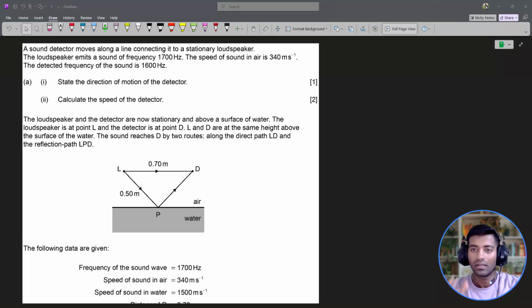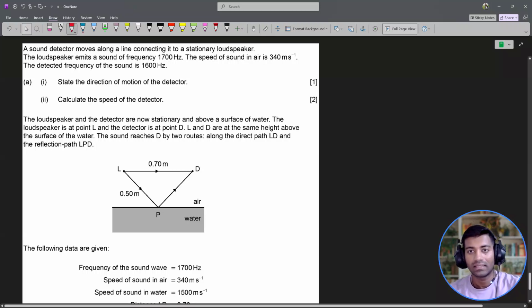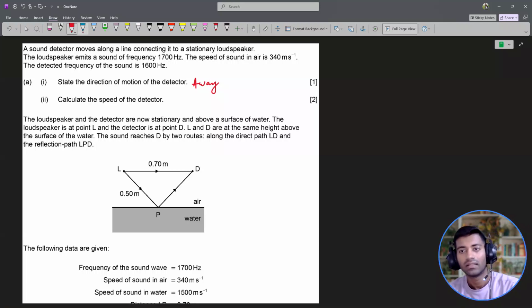Now, you can clearly see that the detected frequency is less than the original frequency. This implies that the separation between the detector and the loudspeaker is increasing. So the detector must be moving away from the loudspeaker. Calculate the speed of detector.